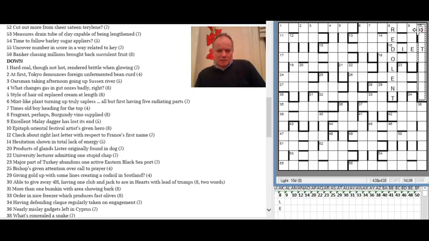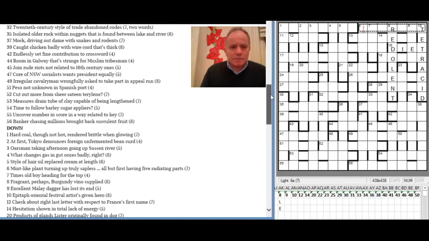10 down, epitaph, R.I.P. Oriental festival, artist's given hero. Hero could be Cid, C-I-D. Tetracid. Tet for an Oriental festival, RA for an artist, and Cid for a hero. And I bet tetracid is a chemical, so that definition is being swapped with another one somewhere. And somewhere we're going to find a clue with a chemical definition, and its definition should be excellent. Okay, so I'm sure we'll come across that at some point when we see a chemical.